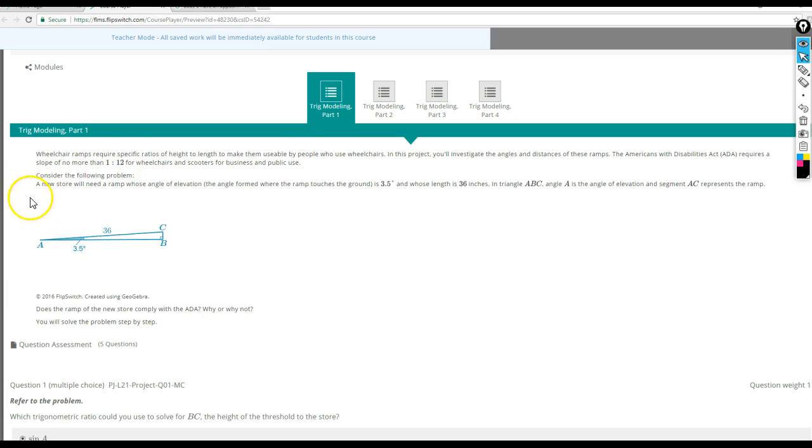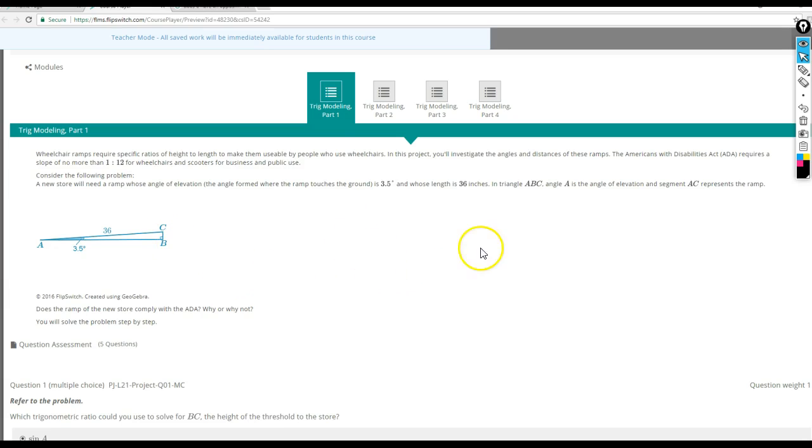Consider the following problems. A new store will need a ramp whose angle of elevation, the angle formed where the ramp touches the ground, is 3.5 degrees and whose length is 36 inches. In triangle ABC, angle A is the angle of elevation and segment AC represents the ramp.